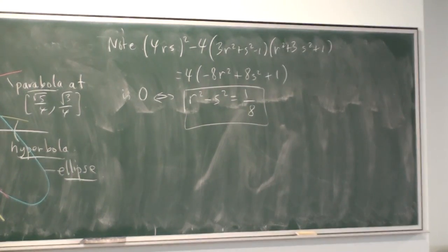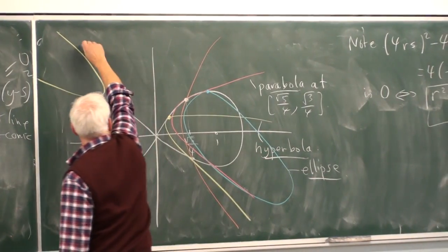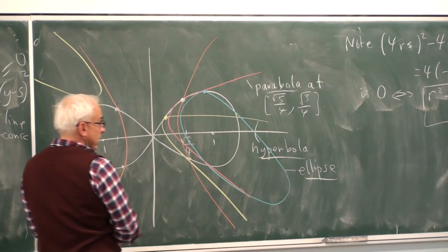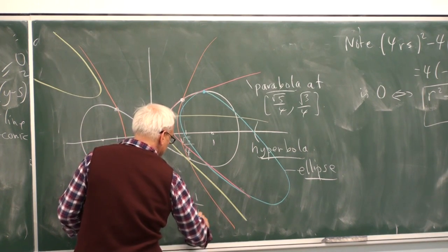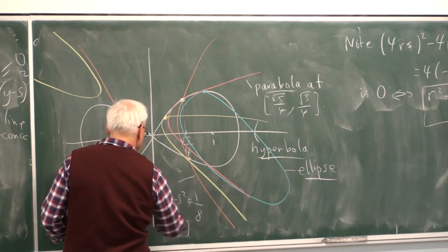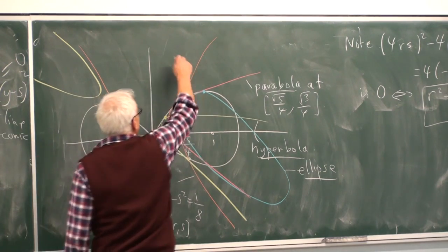R squared minus s squared equals 1/8 is then the curve that sort of separates the hyperbolic from the elliptic tangent conics. And it's a hyperbola that looks something like this. Okay, so there's r squared minus s squared equals 1/8 for the point r, s in question. Okay, this thing here has a name. This is called the discriminant conic.